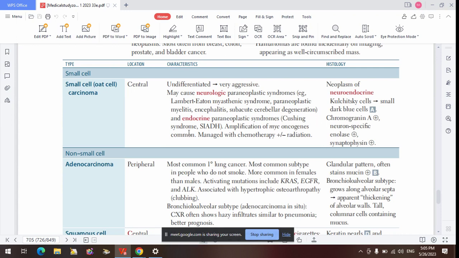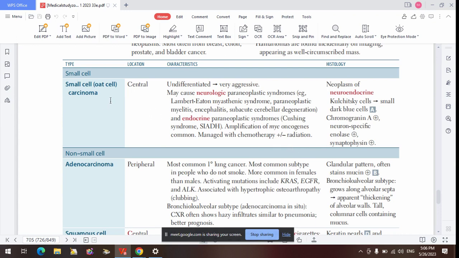Then endocrine, you've talked about that: Cushing and SIADH. And the oncogenic problem with small cell is amplification of the myc. It can be any of the myc, but I think it should predominantly be c-myc that is amplified. Just know that the myc oncogene is amplified in someone with small cell carcinoma. You want to manage with both chemotherapy and radiotherapy in case the person is not responding to chemotherapy.